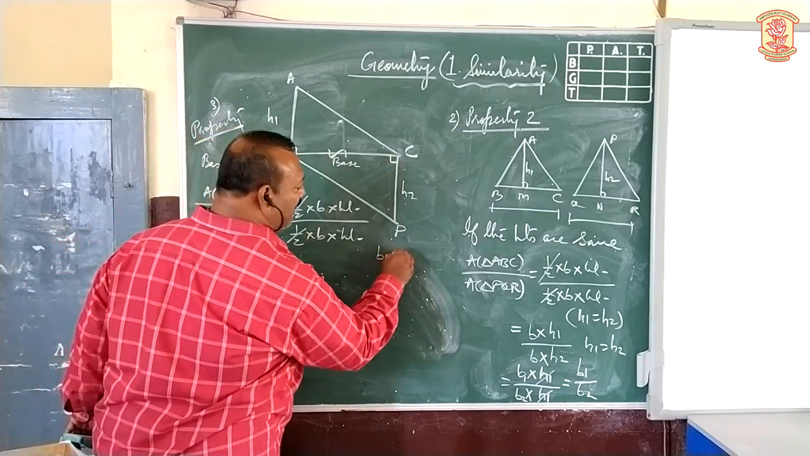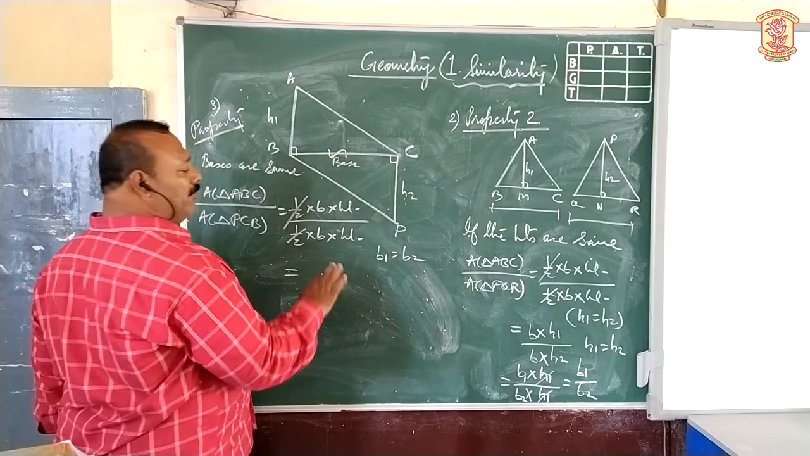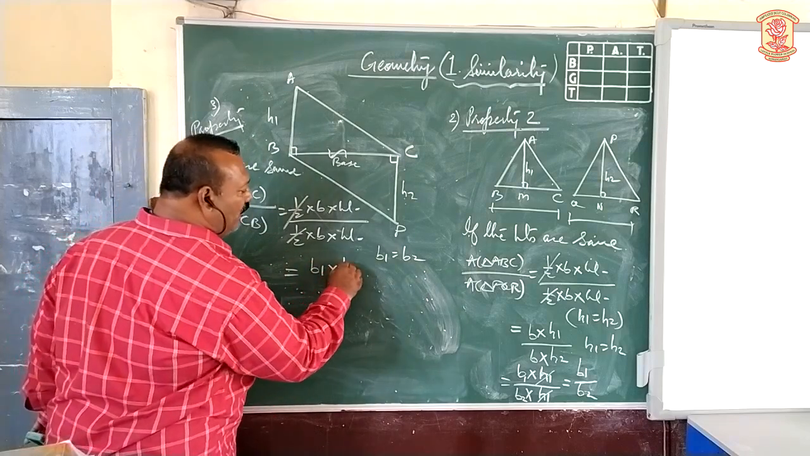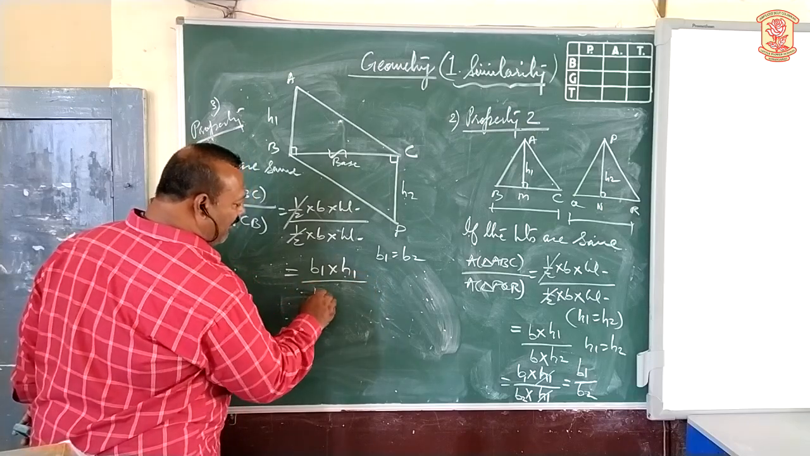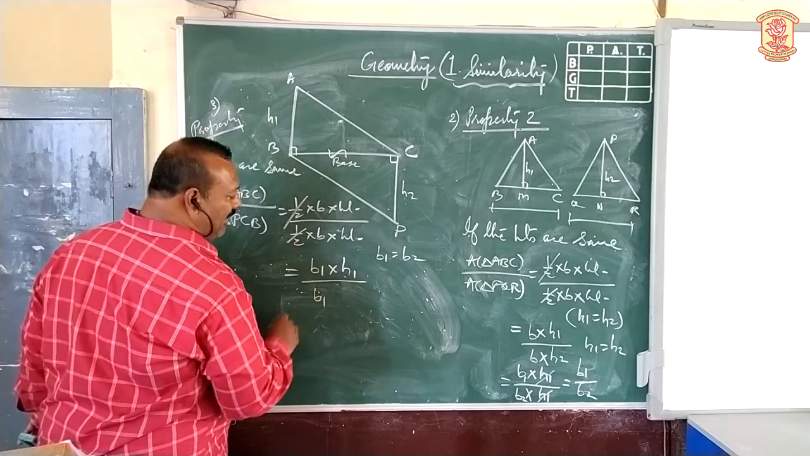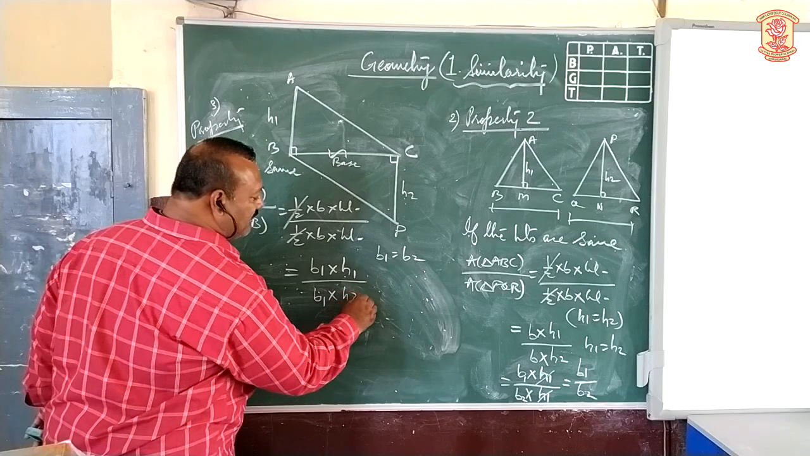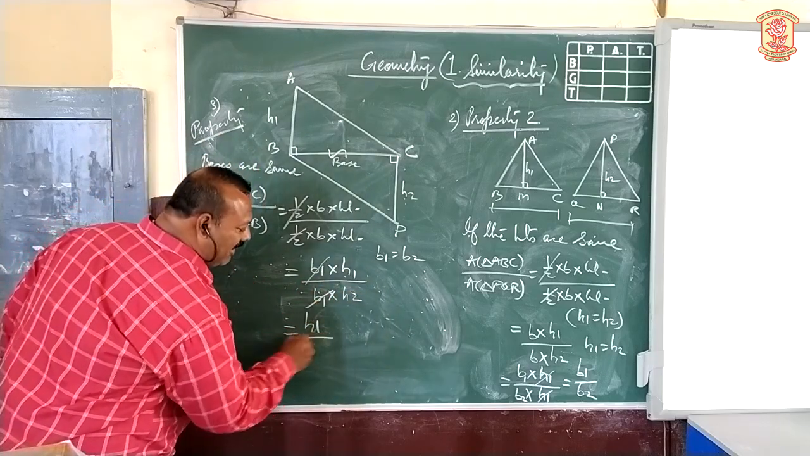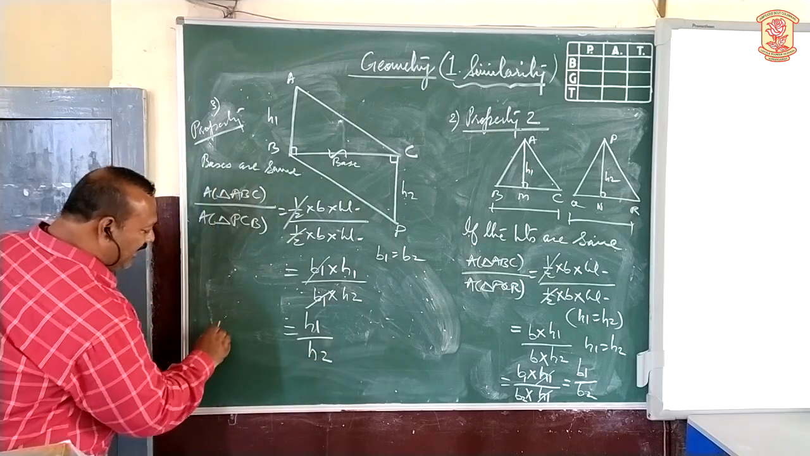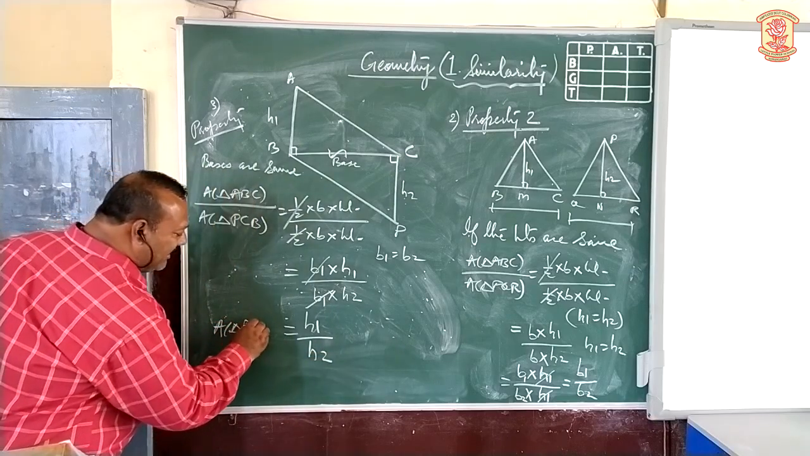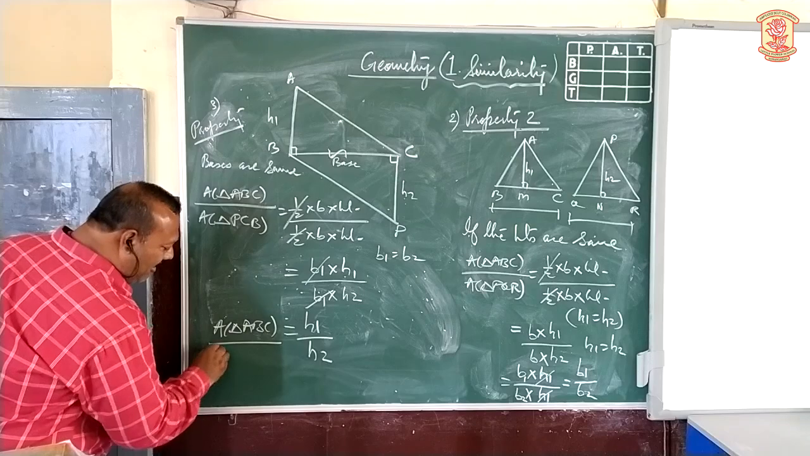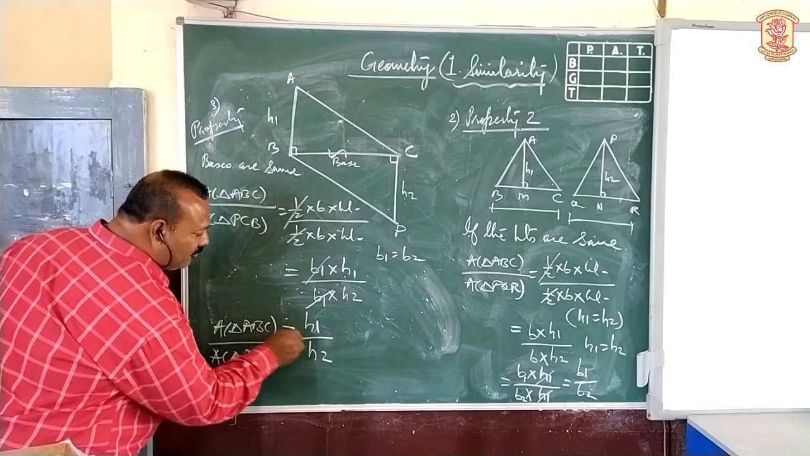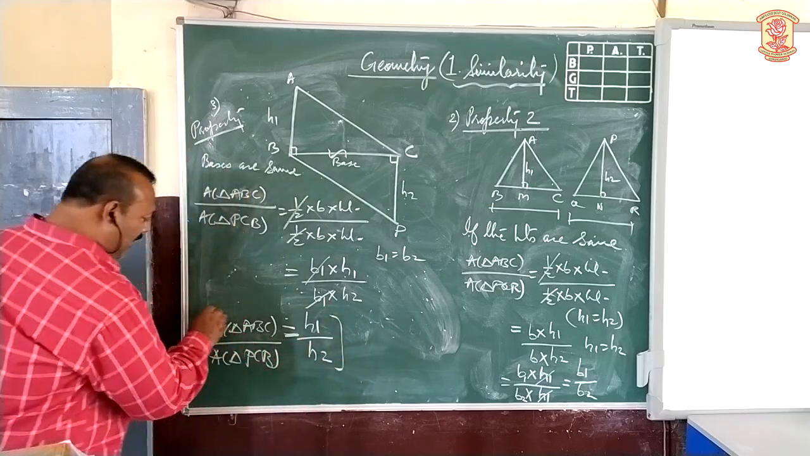For example, B1 equals B2, both are equal. Therefore it will be replaced by B1 into H1, and once again, instead of B, I will write B1 into H2. B1 and B1 get cancelled and you get the result H1 upon H2. Area of triangle ABC upon area of triangle PCB equals, what result are you getting here?